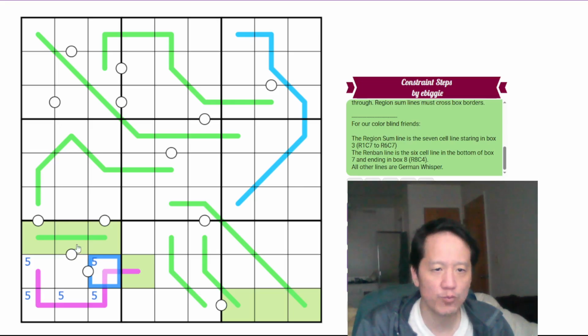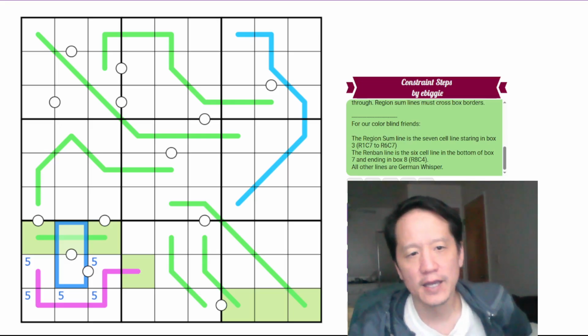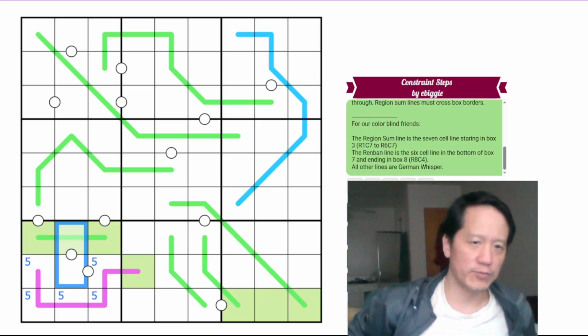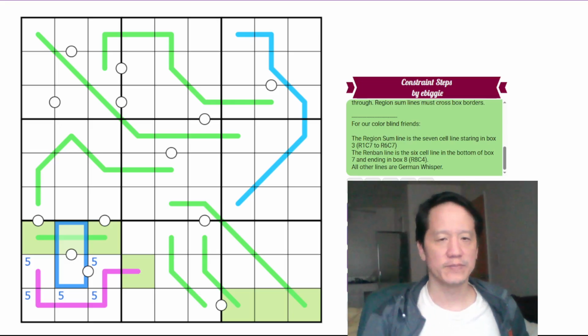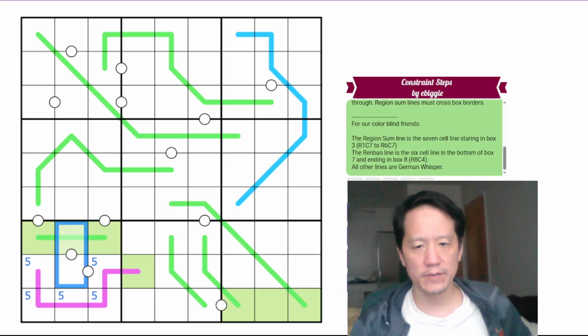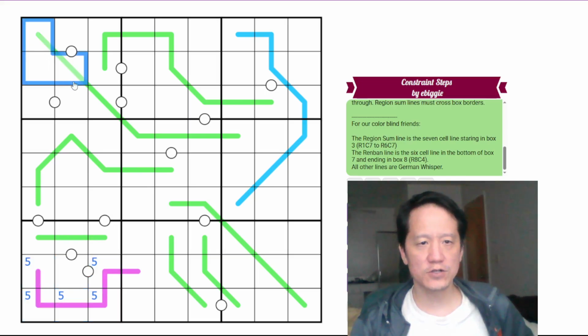Because of that, we know these 2 cells at least have to be the same entropic value, which means, specifically, it has to be low or high, right? And on German whisper lines, we know that we can divide lines into low and high sets, and they'll alternate between them. So first, let's make sure this is a 5. And let's start alternating for the German whisper line.